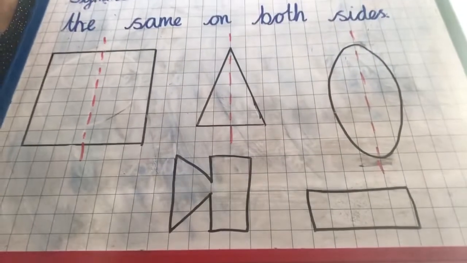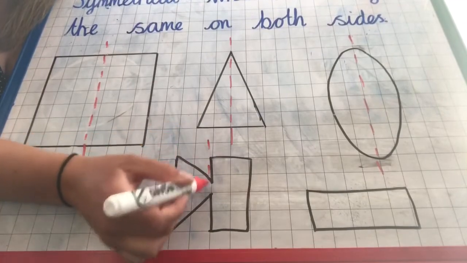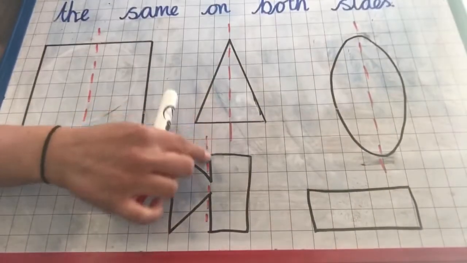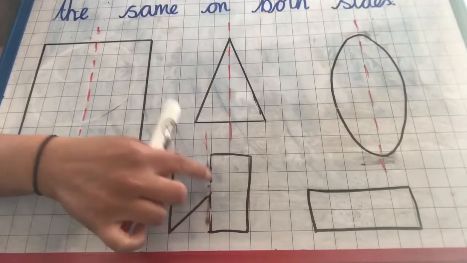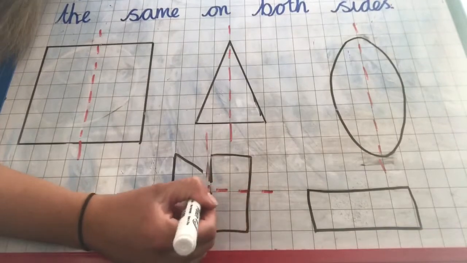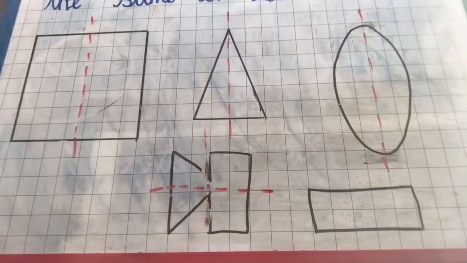Okay, the next one then, we're going to look at this shape. I'm going to try it vertically. If I put a line here, is that going to be the same on both sides? No, it is not. So I'm going to try horizontally. Oh, it works. Okay, it is the same on both sides. They are a mirror image of each other.